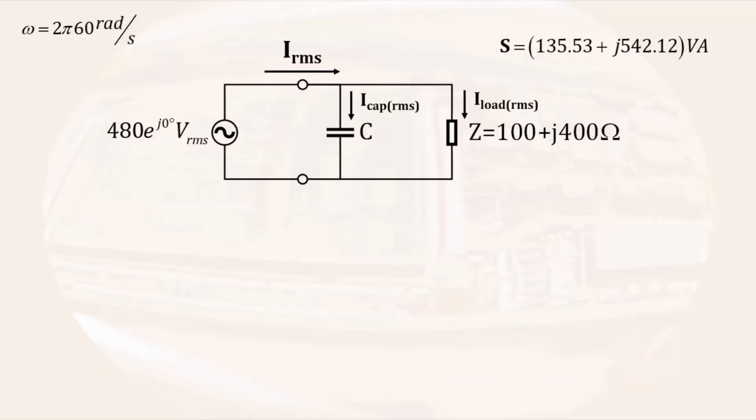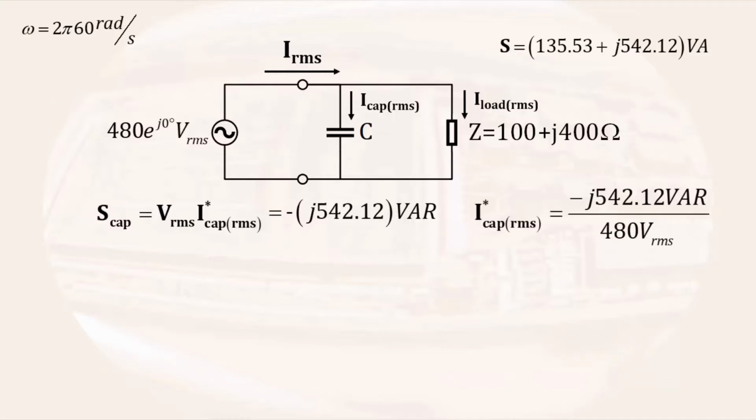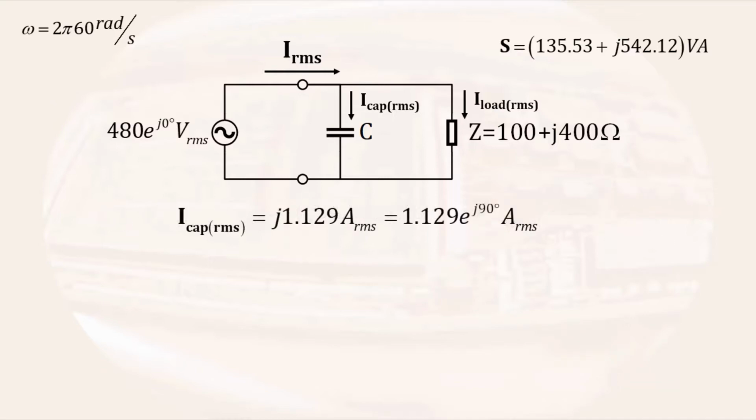The power exchanged with the capacitor will be entirely reactive, as the impedance is entirely imaginary. So to determine the power exchanged with the capacitor, we simply put a negative sign in front of the power of the load. We can solve the equation for the complex conjugate of the current and take the conjugate of the result to find that the current through the capacitor is 1.129 amps RMS with a 90-degree phase angle.